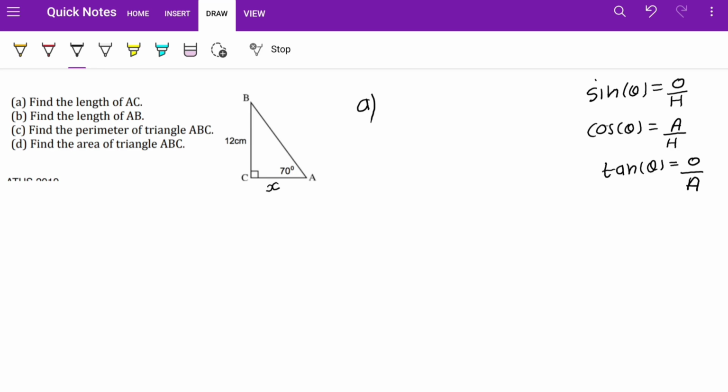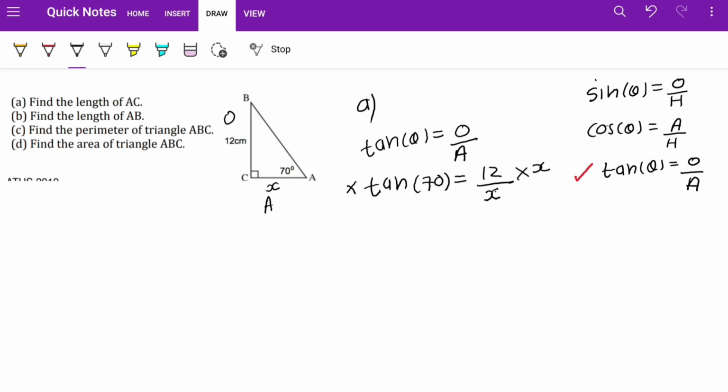So now we are given O and we are given adjacent, so that means we will use tan theta because it involves O and A. So tan theta is equal to O over A. So tan 70 equals, O is going to be 12 and A is going to be x. Now we want to make x the subject, so we times both sides by x. So this cancels out, so we get x times tan 70 equals 12.